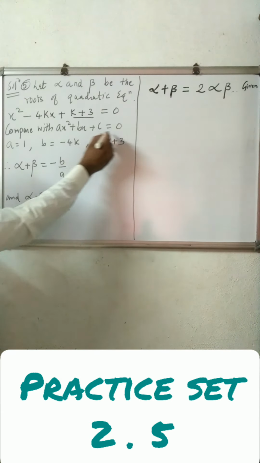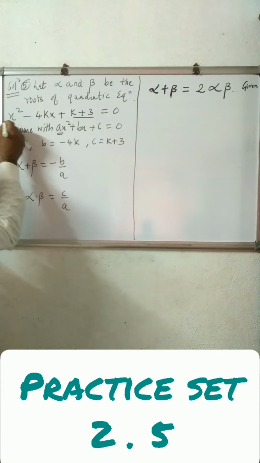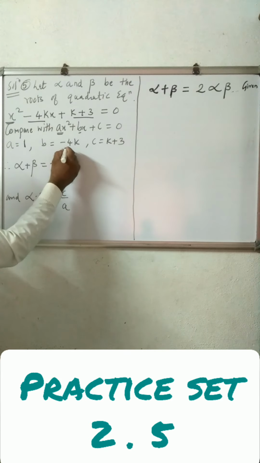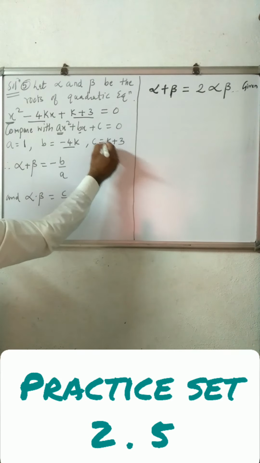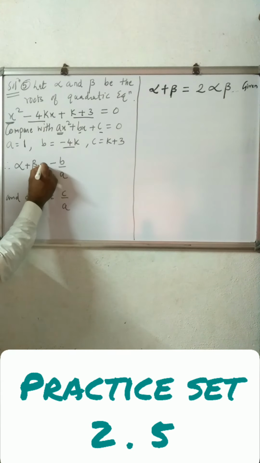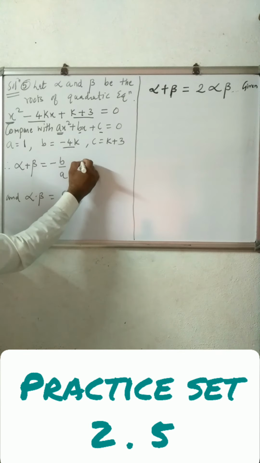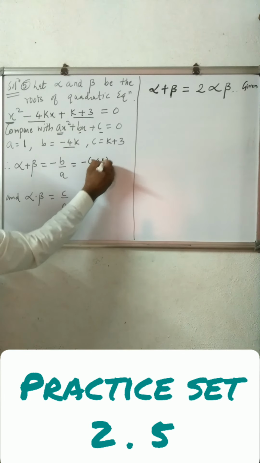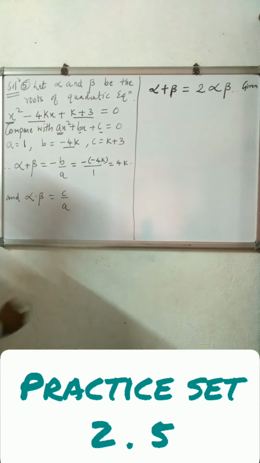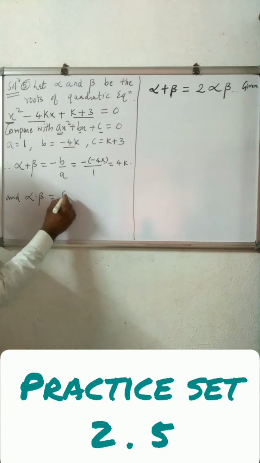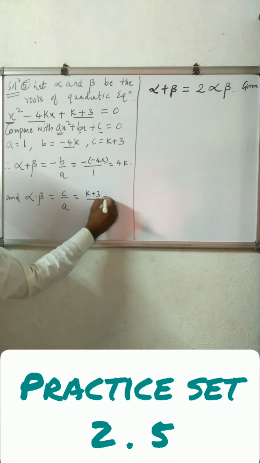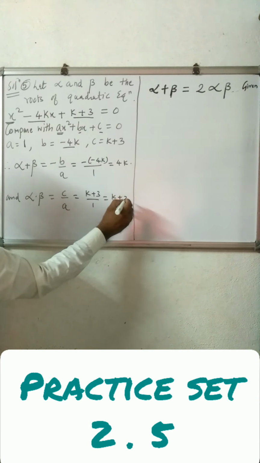Comparing with ax square plus bx plus c equal to 0, the value of the quadratic term a is equal to 1, b is equal to minus 4k and the value of c is k plus 3. So alpha plus beta is given by the formula minus b upon a, that is minus of minus 4k upon 1. Minus into minus is plus, it will become 4k. Then the value of alpha into beta is given by the formula c upon a, c is k plus 3 upon 1, so k plus 3.